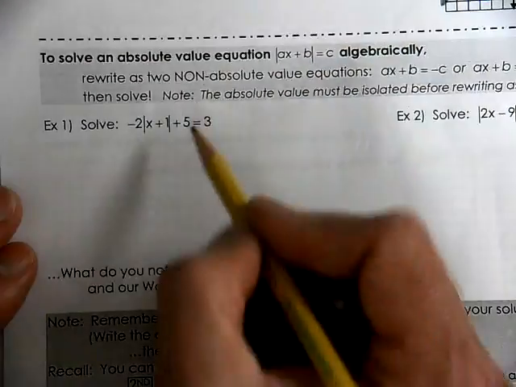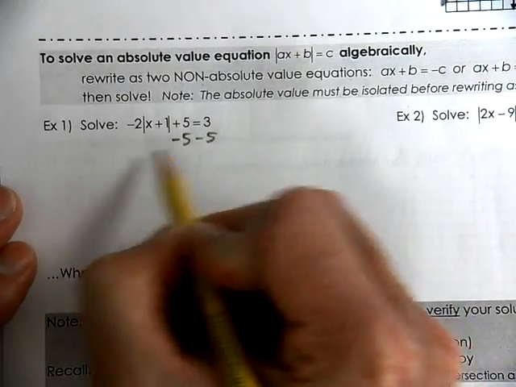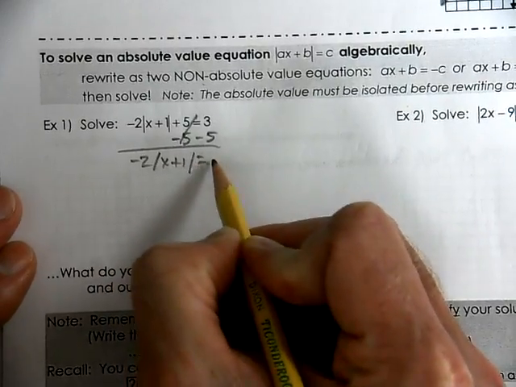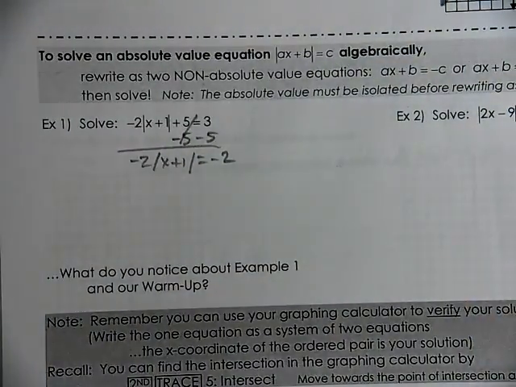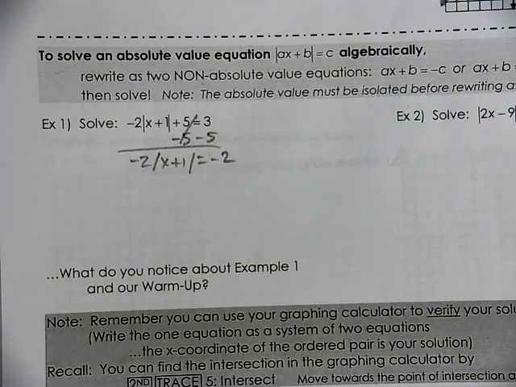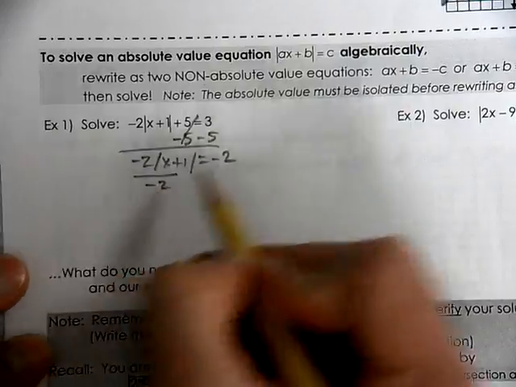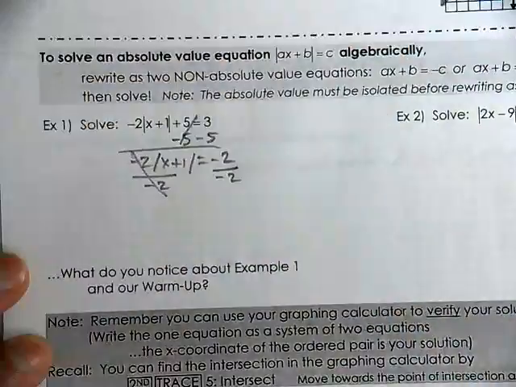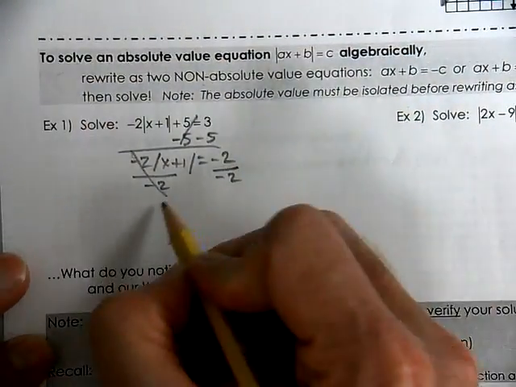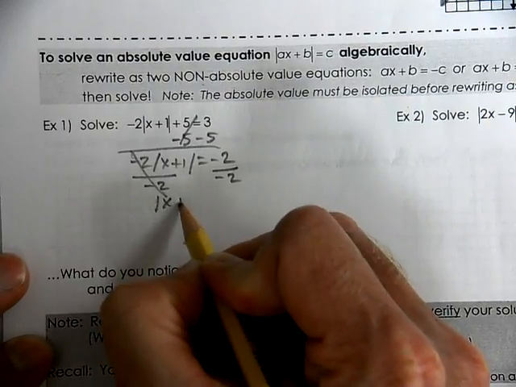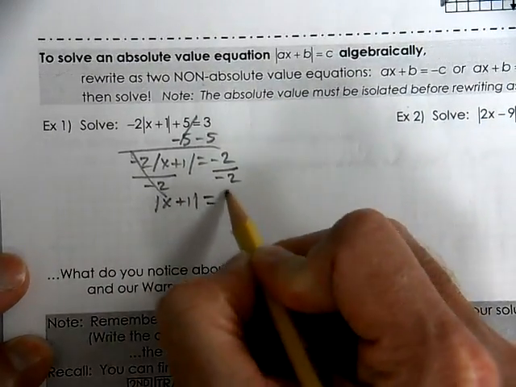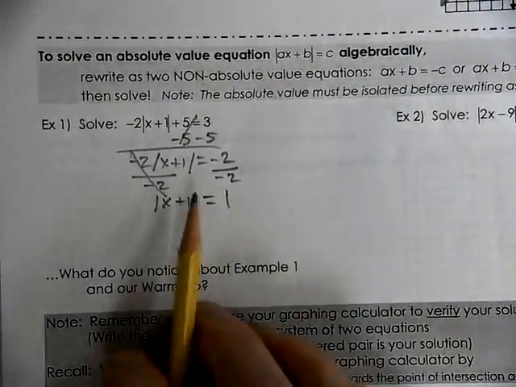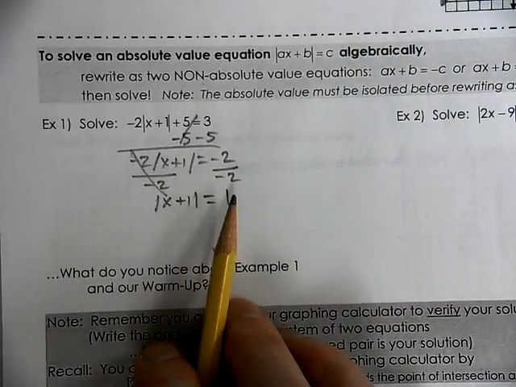Let's talk about that. So we're going to minus 5. That's just our algebra. So that gives us -2. So far we're okay. We're going to divide by -2. That crosses those off. This becomes a value of 1. So we have the absolute value of x plus 1 equals 1. So our absolute value equals 1.